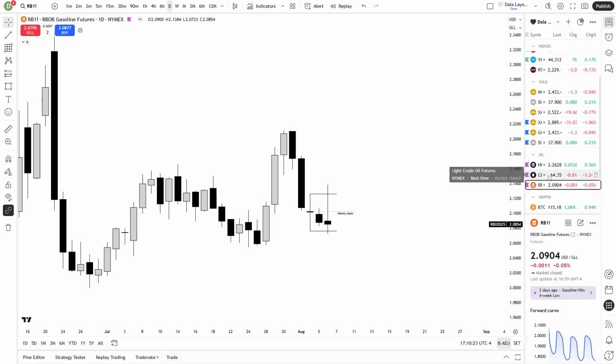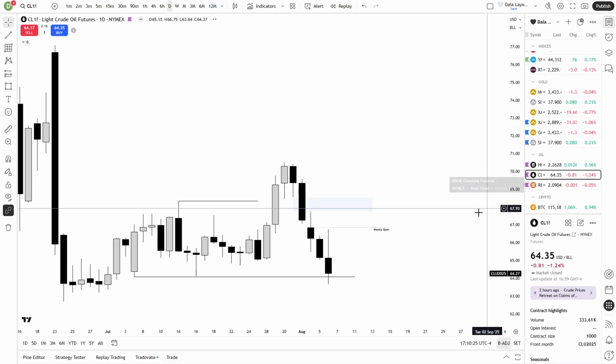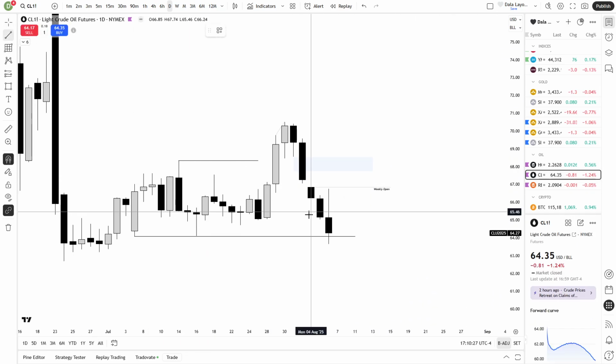Now, a great signature that we have here is that if CL, what we can see is that we close below this low.